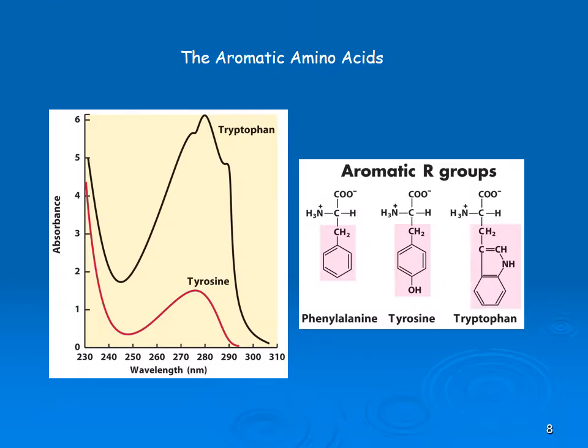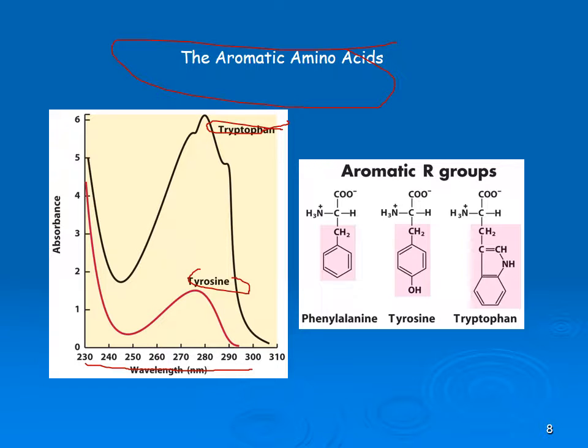Here are aromatic amino acids, just showing some physical and biochemical properties. These R groups tend to have an absorbance spectra here. Here's tyrosine, here's tryptophan. I'm just showing you this again. You should probably already have had this in biochemistry.